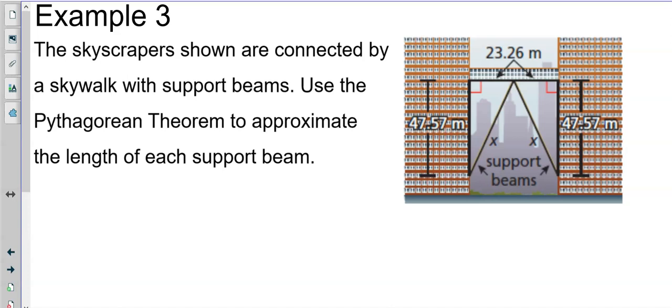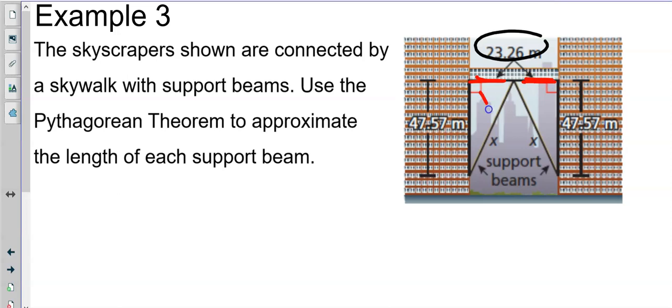Now, one thing to pay attention to is this 23.26 here, that's each side. So you see how they have the arrows to it? So this right here is 23.26, and this right here is 23.26. So you don't have to divide that by 2. Each one of those is.